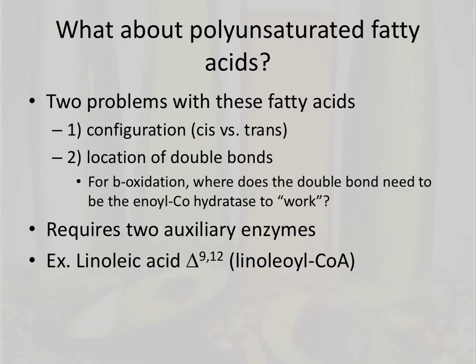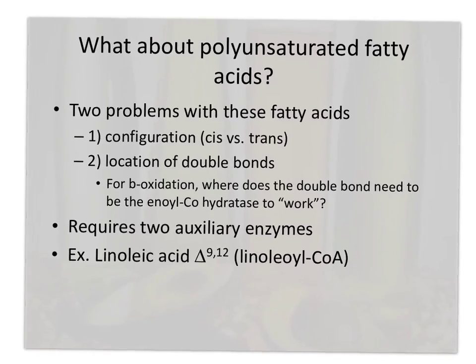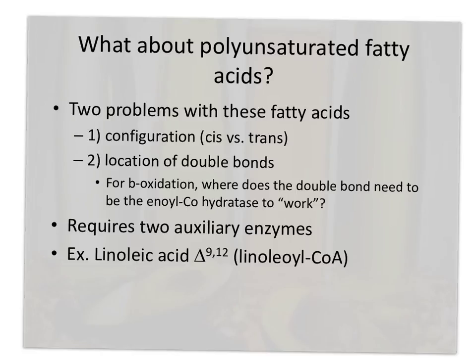Okay, so what happens if it's a polyunsaturated fatty acid? That's one thing if it was just monounsaturated. Now it's a polyunsaturated fatty acid. So there are lots of double bonds, and they're all going to be cis bonds if they're naturally occurring.